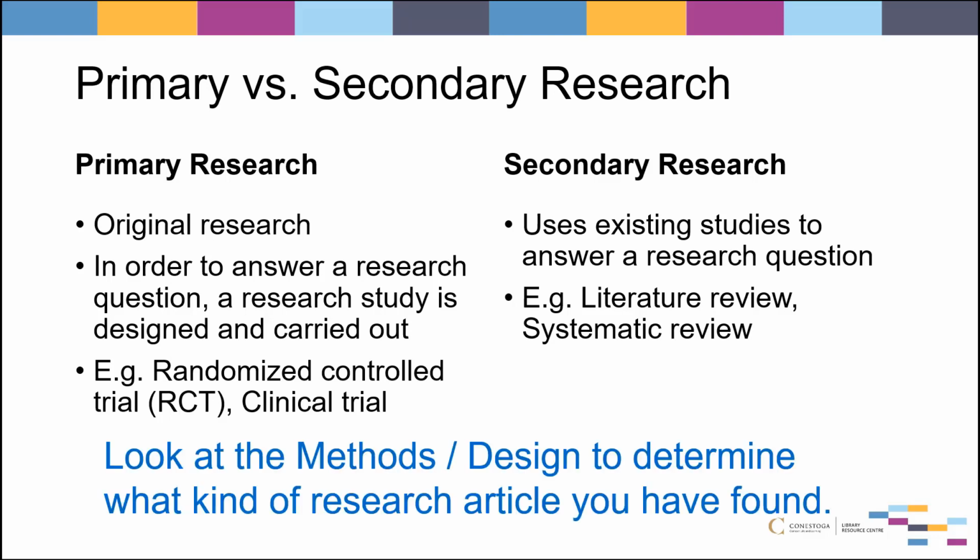The most reliable way to distinguish between primary and secondary research is to review the research methods or design. If the methods describe the study design, the people that were involved, what they were asked to do, the data collected, and the results, this would be primary research. If the methods provide a list of databases that were searched, keywords that were used, and selection criteria by which they decided what to include and what to exclude, this would be secondary research. Your assignment requires you to find a primary research article.